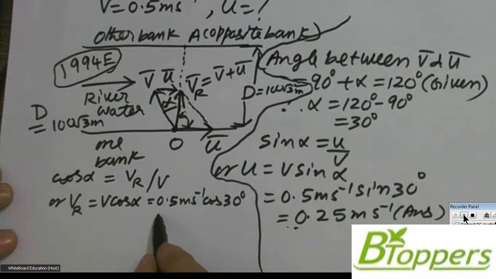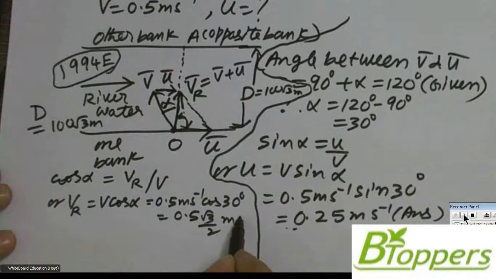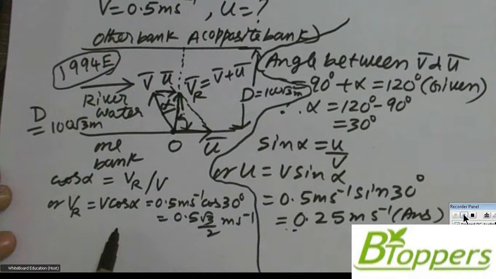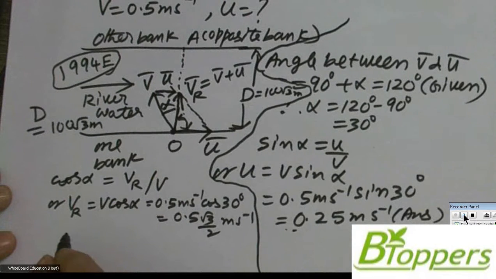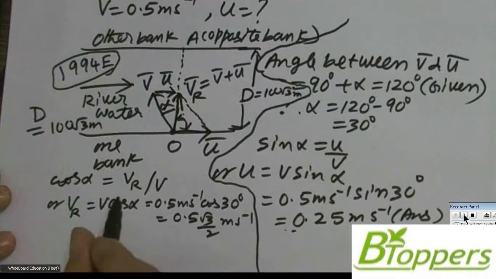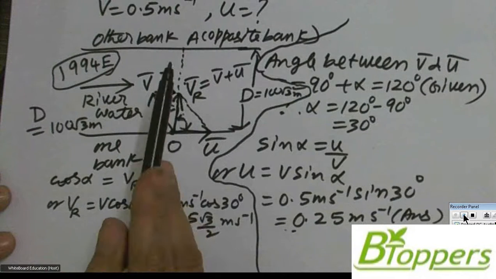So that can be written as 0.5 into root 3 by 2 meter per second. So the actual distance covered by the swimmer while crossing the river can be written as equal to the magnitude of the resultant velocity into time taken. In this case, the swimmer moves along the minimum distance path from O to A, along the line OA.